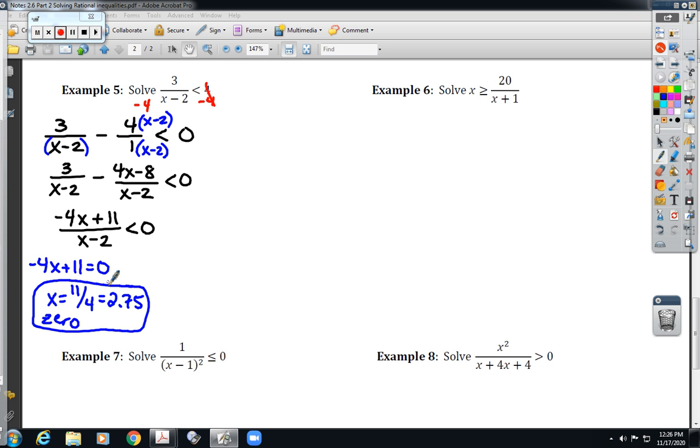The excluded value is a lot easier. What value is excluded? 2. Okay? X minus 2 cannot equal 0, which means x equals 2 is excluded.